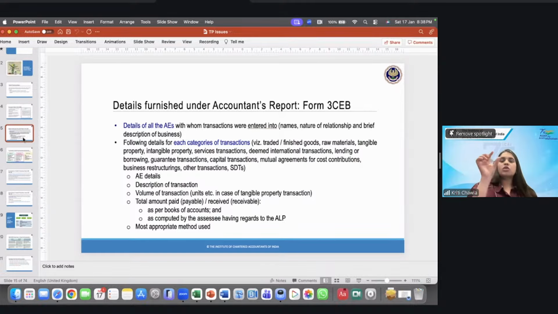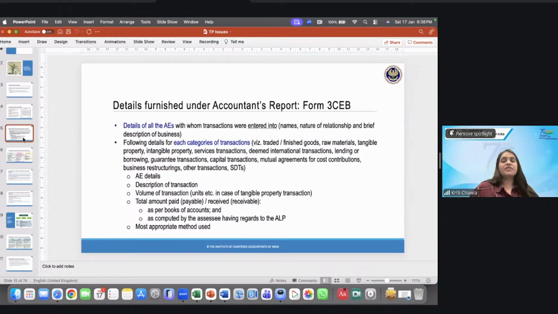What is the amount of the transaction? What is the amount as per books of accounts? What is the amount as per ALP? And which method you have undertaken to benchmark that particular transaction. So what is the most appropriate method you have taken? So what you do is use one method out there, and that is all the information that is provided in Form 3CEB. Similarly, there are other clauses also there where you can provide the information.